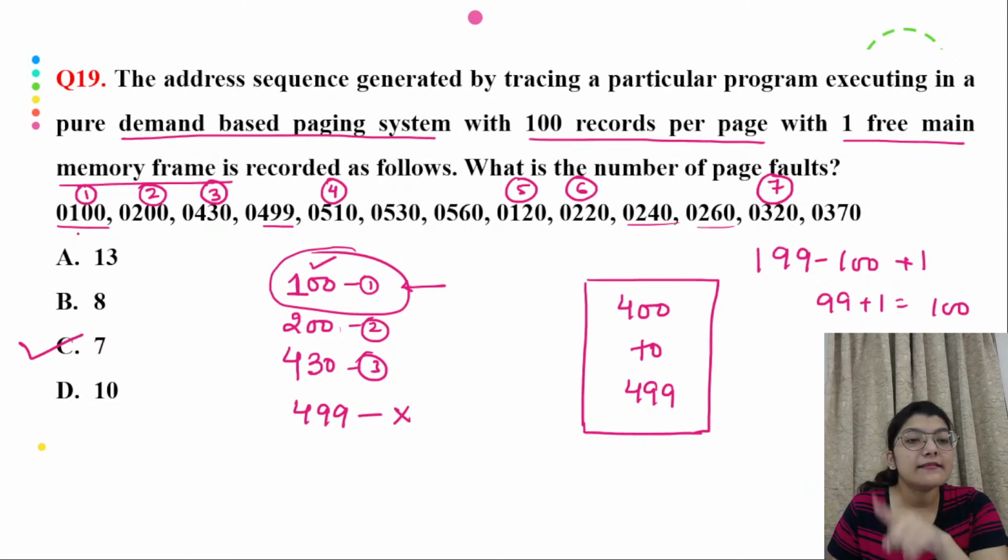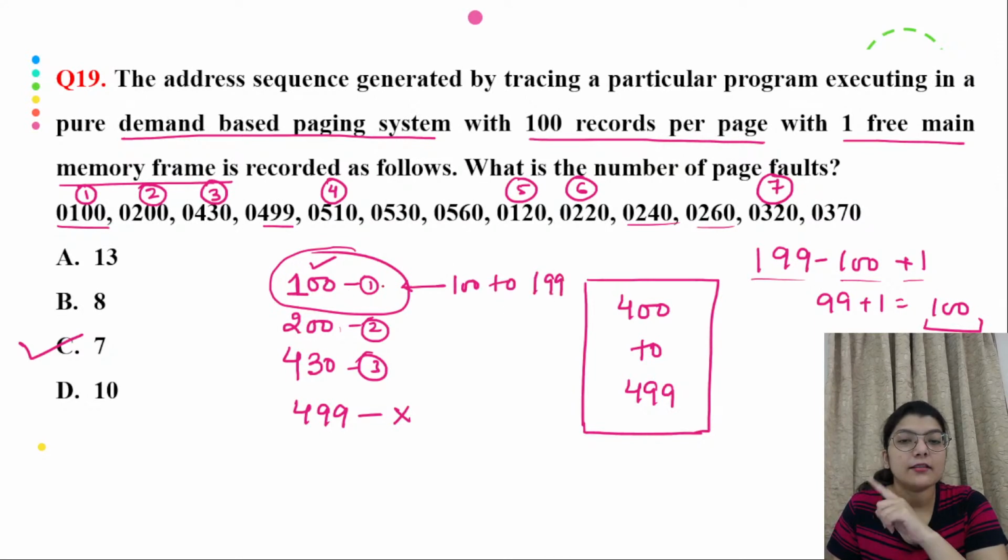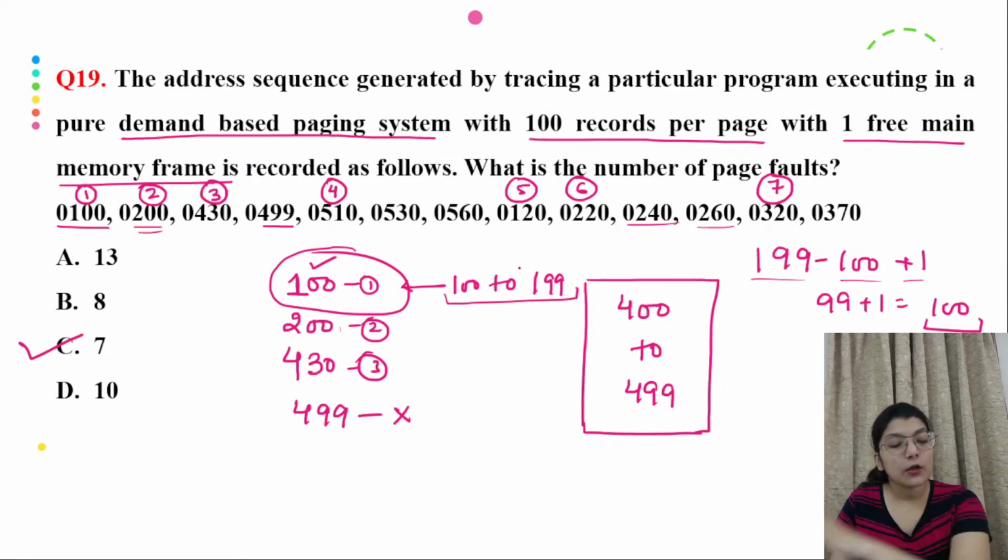So you need 100 records with you. When you are asking for 100, we can have 199 minus 100 plus 1, which will give you 100 records. So 100 से 199 की range you will get. So this is one page fault, है ना. Then next was 200. Now if you see, 200 was not in this range. So for this, I have to move this out and bring another record so that I can access 200. That is how you will do these questions, and the answer will come out to be 7.